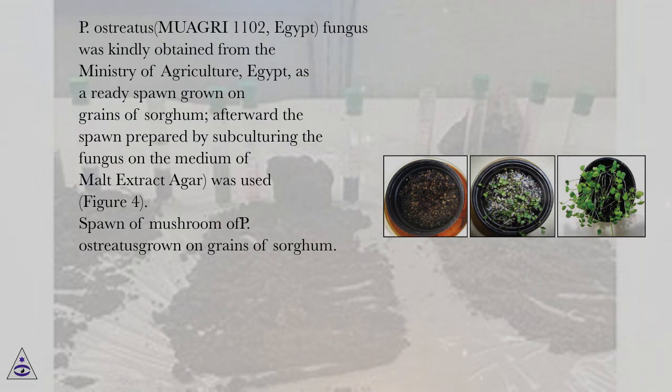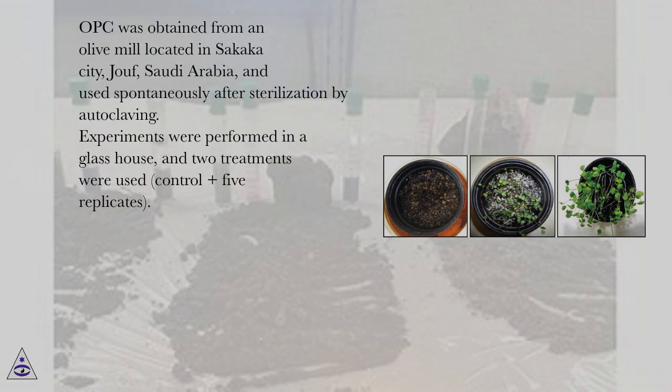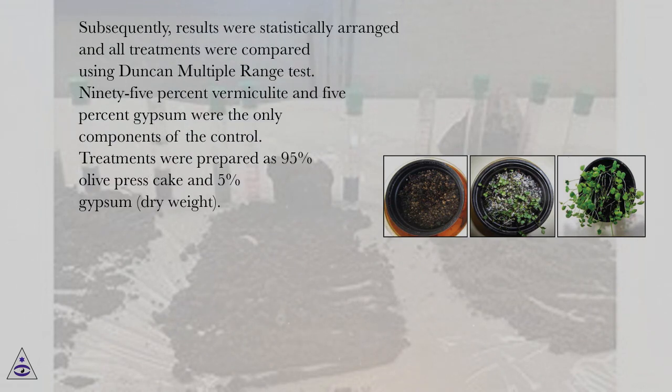P. ostreatus grown on grains of sorghum. OPC was obtained from an olive mill located in Sakaka City, Jouf, Saudi Arabia, and used spontaneously after sterilization by autoclaving. Experiments were performed in a glass house, and 2 treatments were used, control plus 5 replicates. Subsequently, results were statistically arranged and all treatments were compared using Duncan multiple range test.